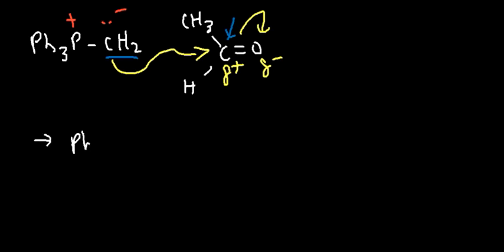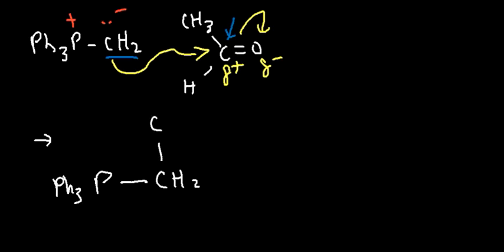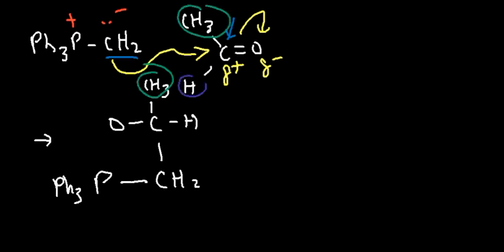So what we get now is something that looks like this. We have a phosphorus attached to a carbon, which is the CH2 carbon, and this CH2 is connected to another carbon that has an oxygen, and that carbon has a hydrogen and a CH3. So this CH3 is right here, and this hydrogen is over here, and this CH2 is this one.